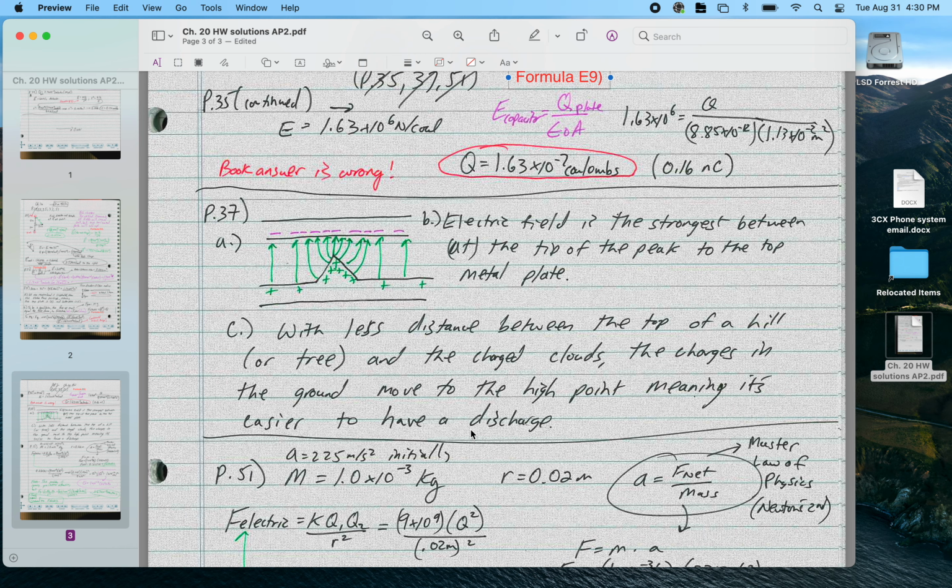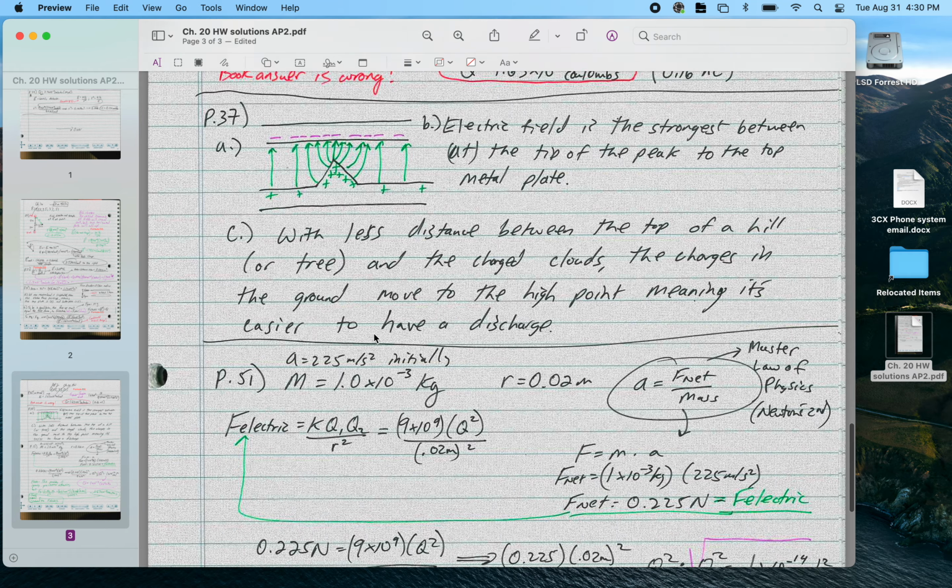37 should have been pretty straightforward, I think. It's kind of a neat model of a cloud and like a mountain or something like that. The charges build up where it's close, so that electric field is stronger close. Really, the area should be much closer here and then get less and less and less. I don't think I showed that very well.